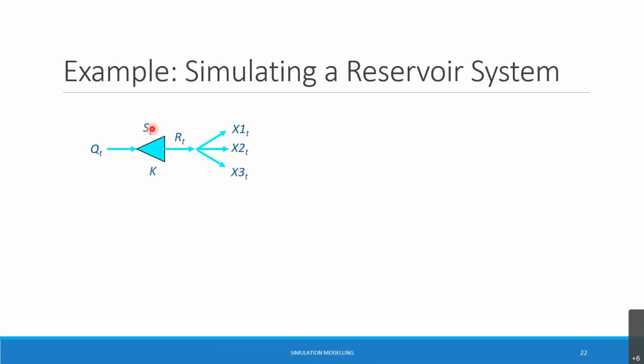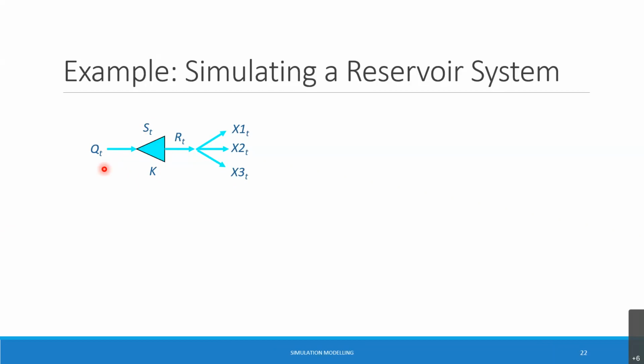Have a reservoir, which I represent in the form of a triangle, like this. This is a river, and across the river you have constructed a dam and then you have constructed a reservoir. Let's say the K represents the capacity of the reservoir. And T here is a subscript that I'm using to represent the time step.